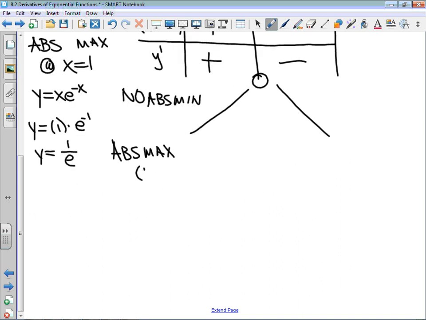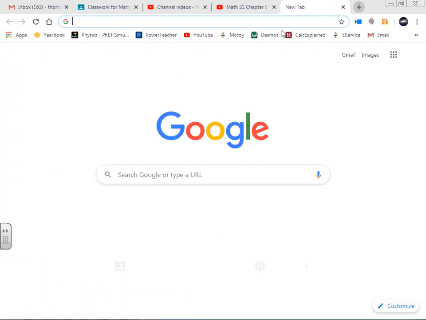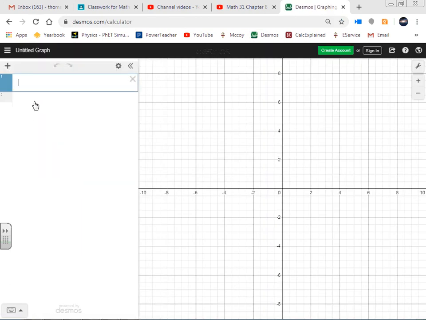Now again, if you did plug that into your calculator, it would give you that decimal. I would rather see 1 over e, because it shows that you know how to find the exact form of this. And just to give you an idea of what this graph looks like, never a bad idea to confirm what we've done graphically. I'm just going to pull up Desmos here, and we will take a look at the graph of y equals x times e to the power of negative x, and I get this weird graph.